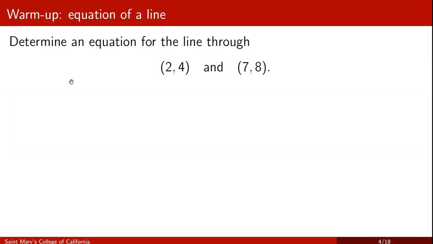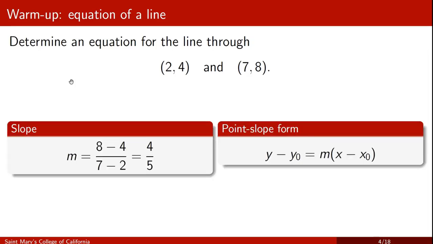Okay, so just to remind ourselves of how that goes, let's warm up with the equation of a line. We've got 2 points and we want to find the equation of a straight line through those 2 points. My 2 points are (2, 4) and (7, 8). Remember to find the slope, that rise over run, we take the second y value minus the first y value, that's the numerator, and then the second x minus the first x, that's the denominator, and that gives us 4 over 5, the slope of the line.